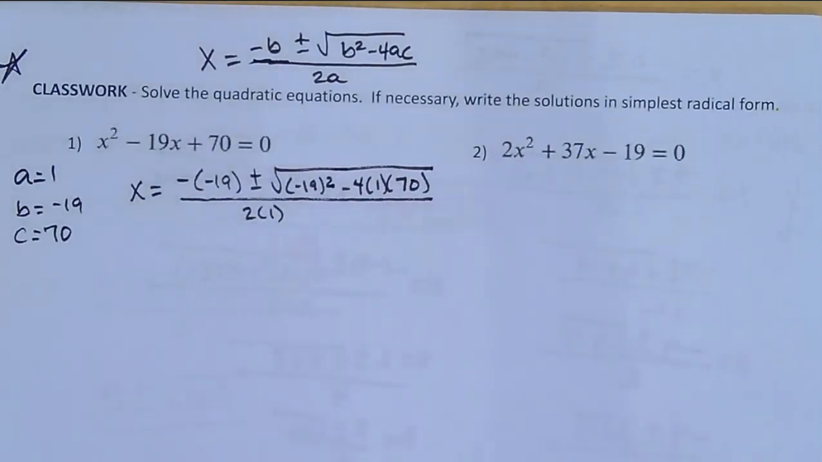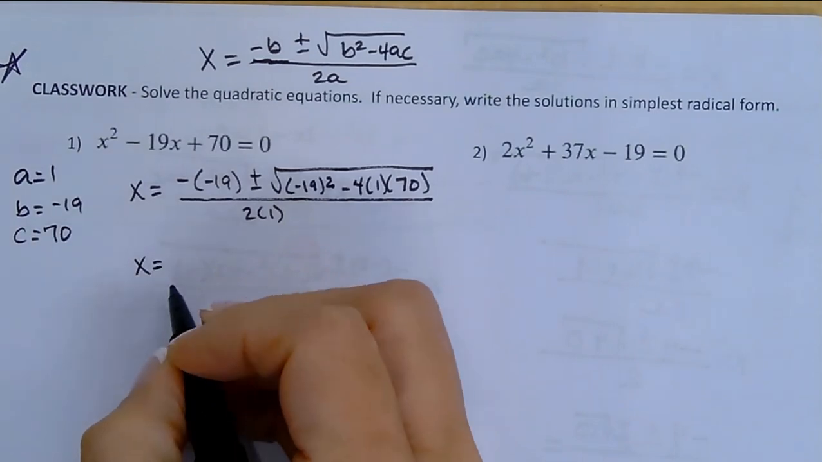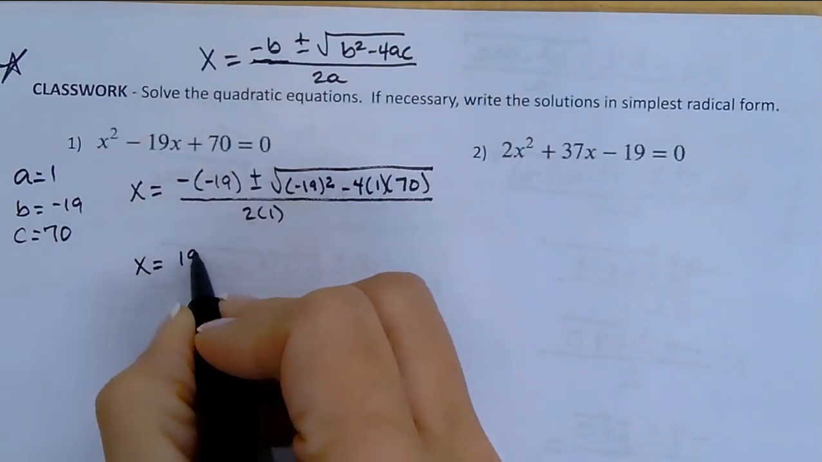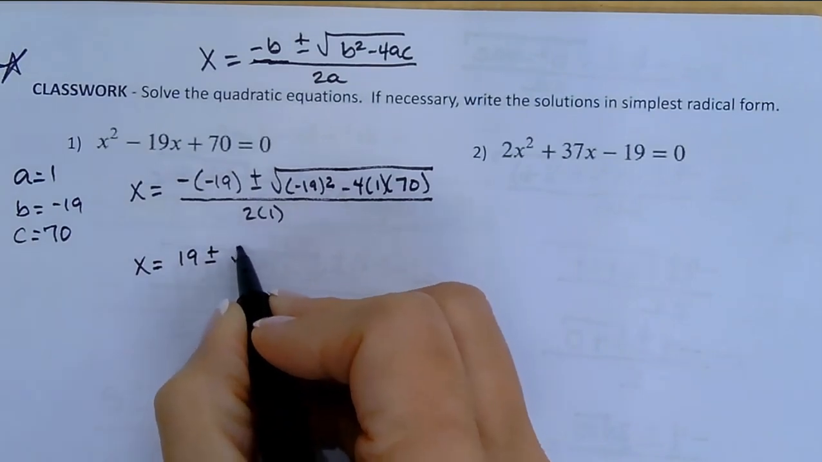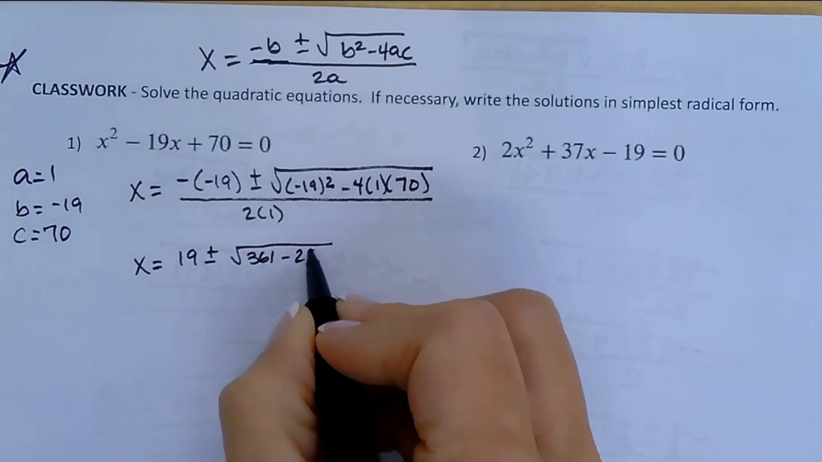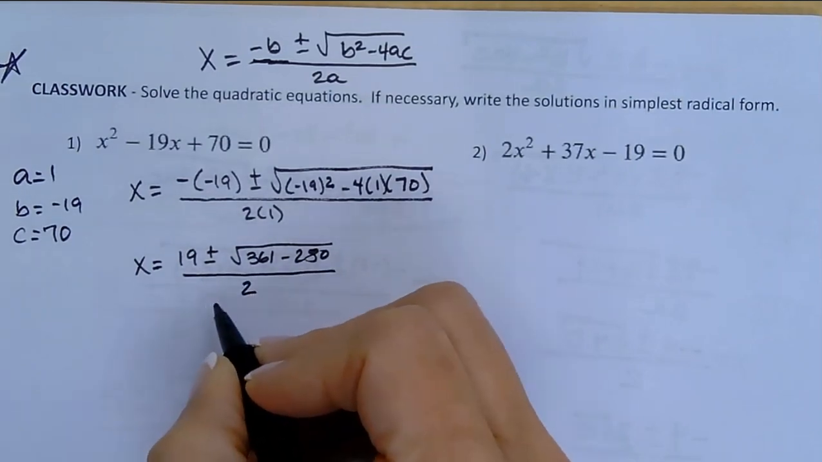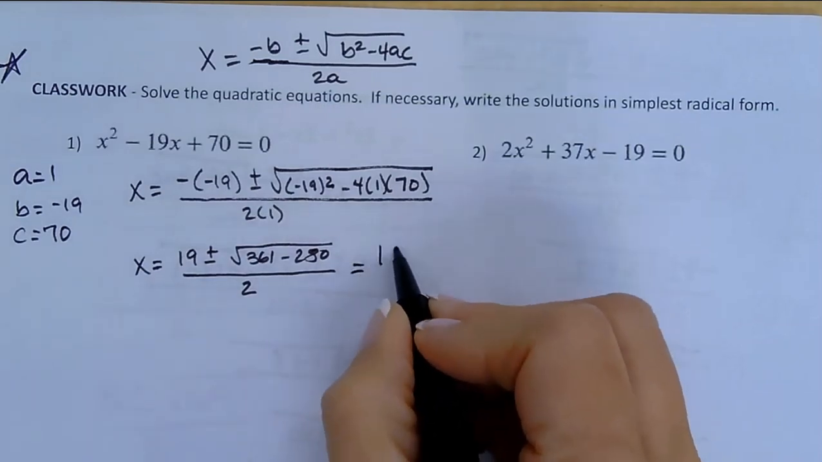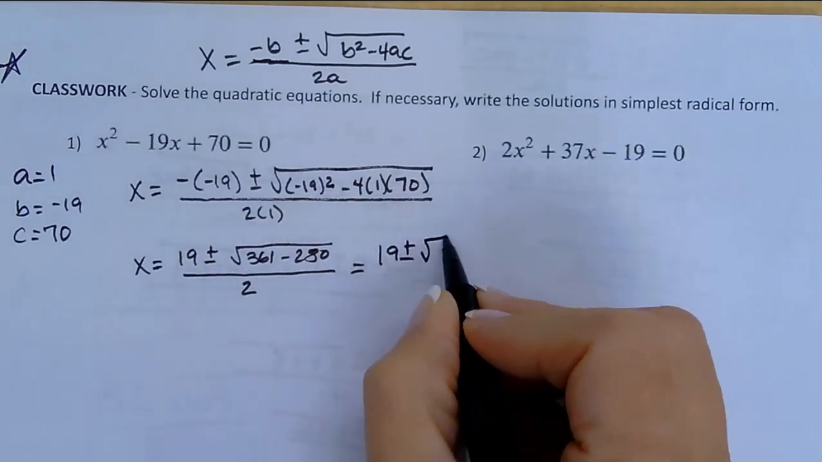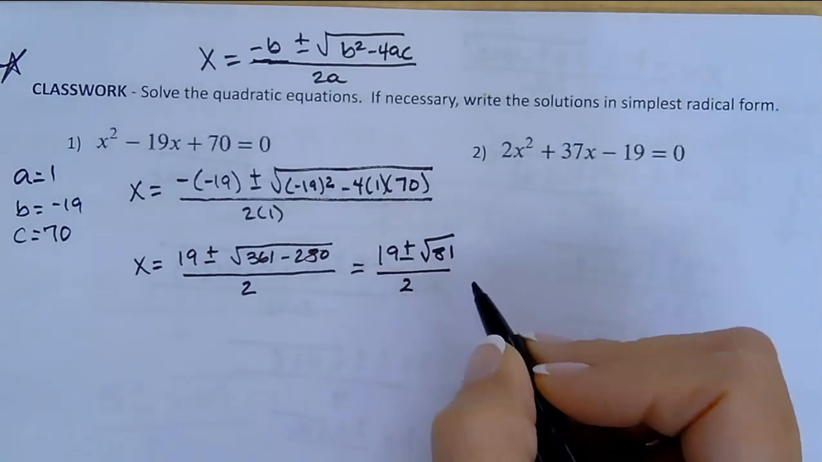Okay, and so I'm going to use a calculator for some of these bigger numbers, of course. And so I'm simplifying this, and I know that I have x equals 19 plus or minus the square root of 361 minus 280 all over 2. And I'll simplify some more. I know that that's going to be 19 plus or minus the square root of 81 all over 2.